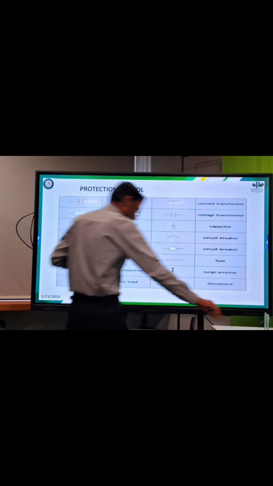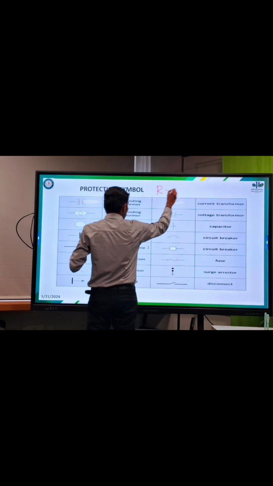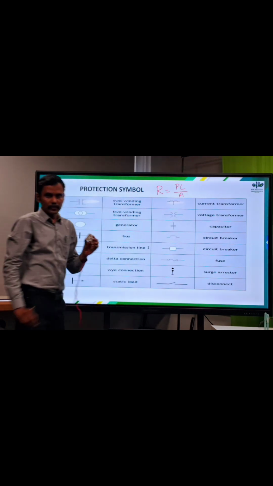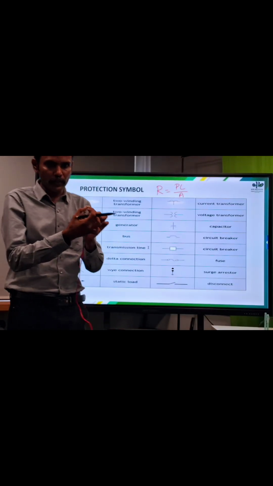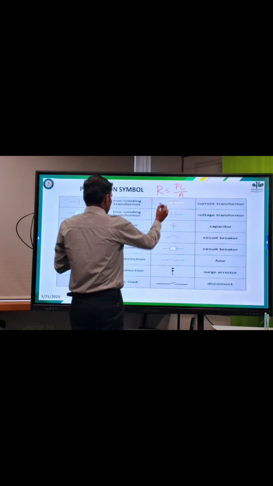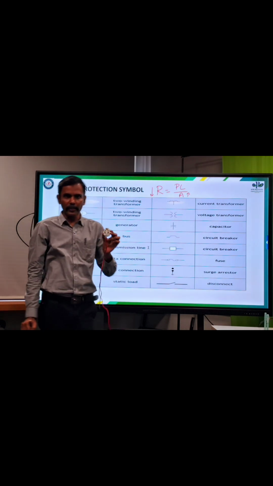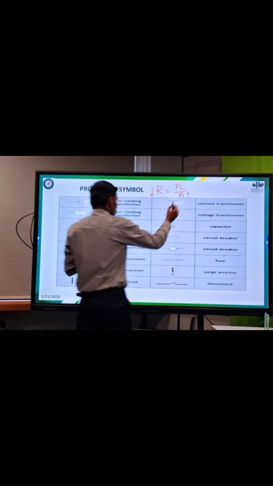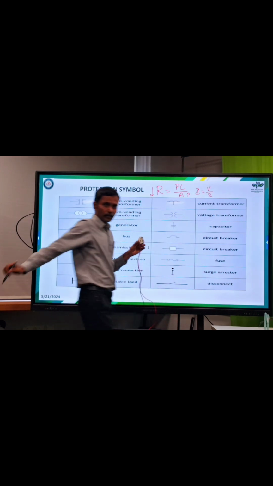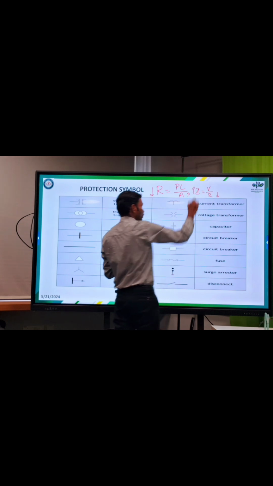So I can say that the formula for this one is, we know that R equals rho L by A. So I can say that the area of the cross section of this particular conductor is very high. When the area is very high, the resistance will be very less. When the resistance is very less, we know that I equals V by R, so automatically the current value will be very high.